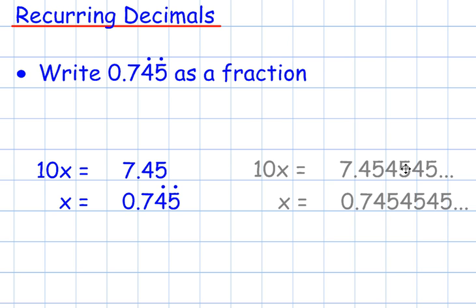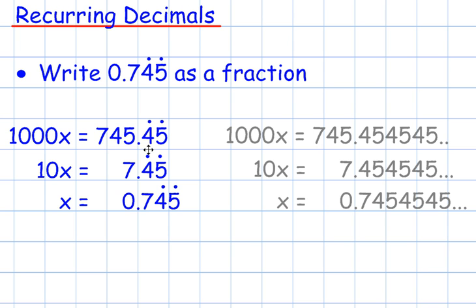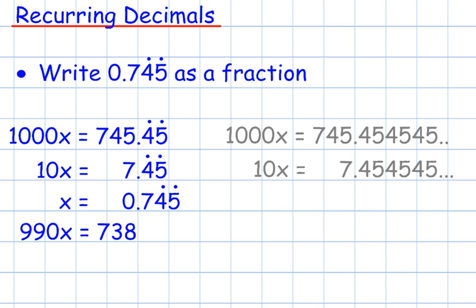But to get this so it all lines up, I now need to multiply it by 1000 which gives me 745.45 recurring. So now I have the 45454545 lining up. So when I take it away, it will all cancel out. So 745 take away 7 and 1000x take away 10x. That will give me 990x equals 738, which if I rearrange, x will equal 738 over 990, which cancels down to 41 over 55.